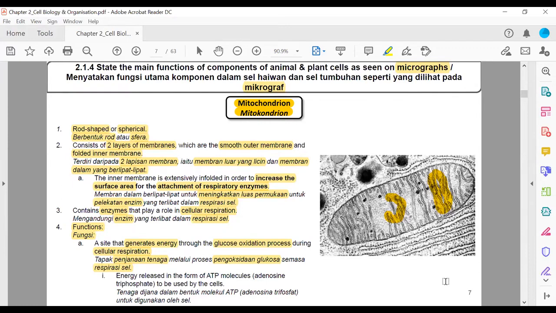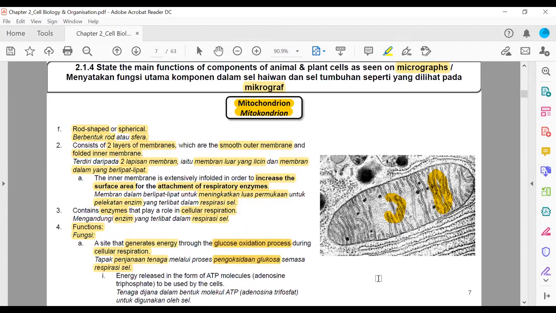You learn this, oh, we need energy to carry out the work. So where is this energy coming from? From mitochondria. So mitochondria is the one that generates energy for the use of the cell, menghasilkan tenaga, menjana tenaga untuk sel berfungsi. And how is this energy generated, bagaimanakah tenaga ini dijana? Melalui glucose oxidation process. Proses pengoksidaan glukos.